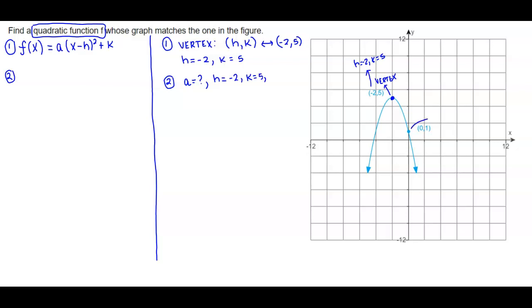We have another point here which represents the y-intercept. So if you notice here, we can see that x represents 0 and 1 is the output. Remember, that's y, which is the same thing as f of x, which is equal to 1. So we know that x is equal to 0, and we know that f of x is equal to 1.